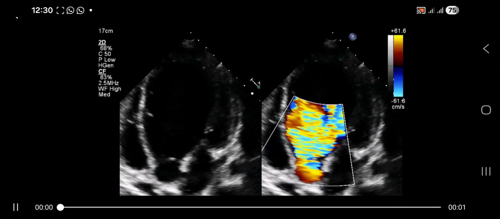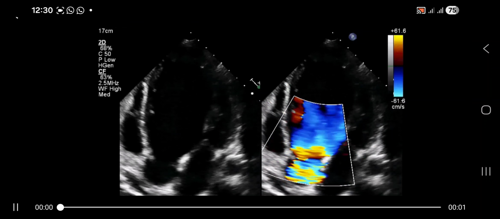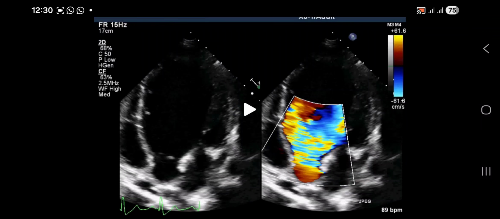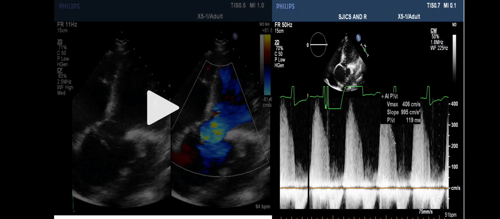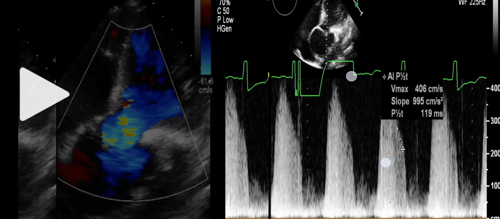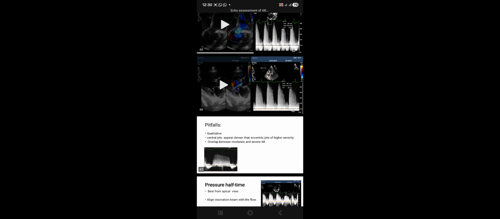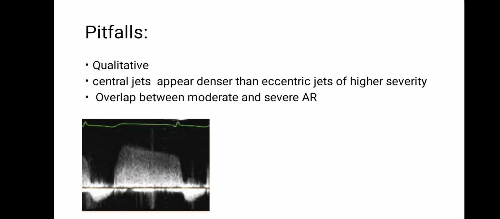In the apical long axis, 5-chamber view, we can see the AR jet. Okay, this one is the continuous wave Doppler. Then pitfalls are qualitative, and central jets appear denser than the eccentric jets of higher severity, overlap between moderate and severe AR.